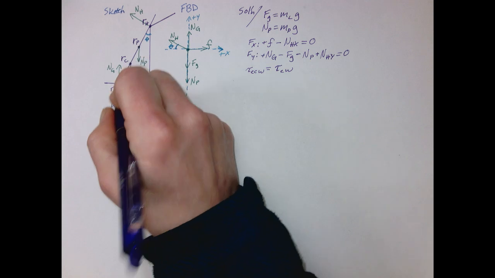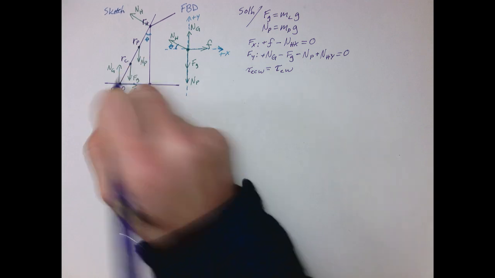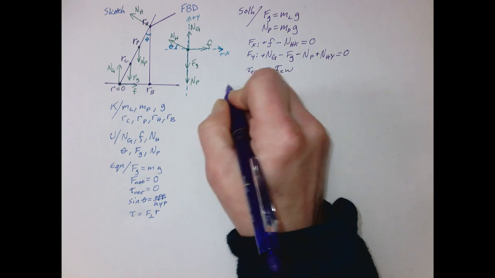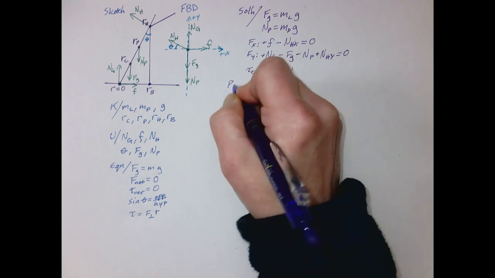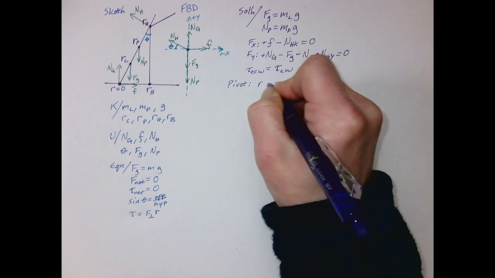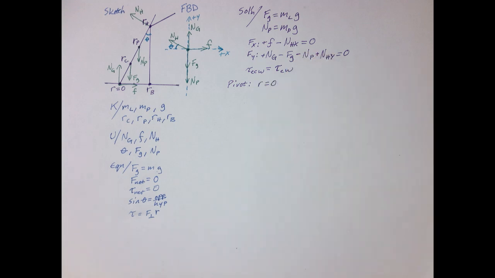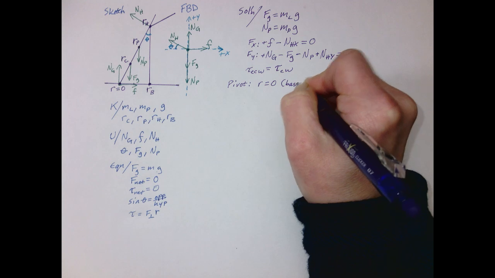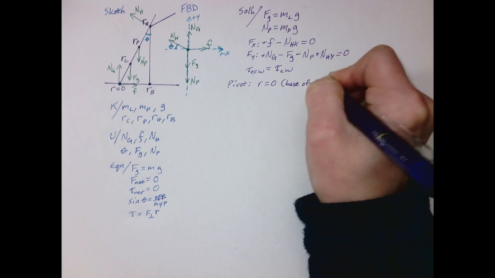We've already decided that our pivot point will be here at the base of the ladder, where r equals 0. So I'll just write that explicitly here. Pivot is at r equals 0. This is the base of the ladder.